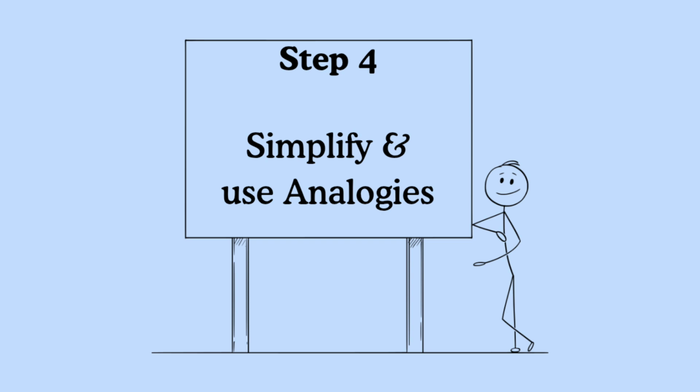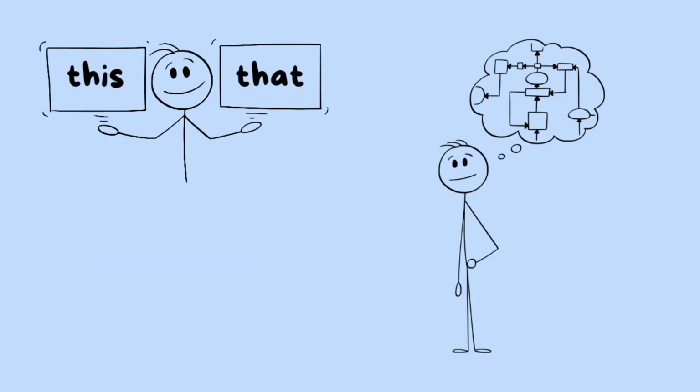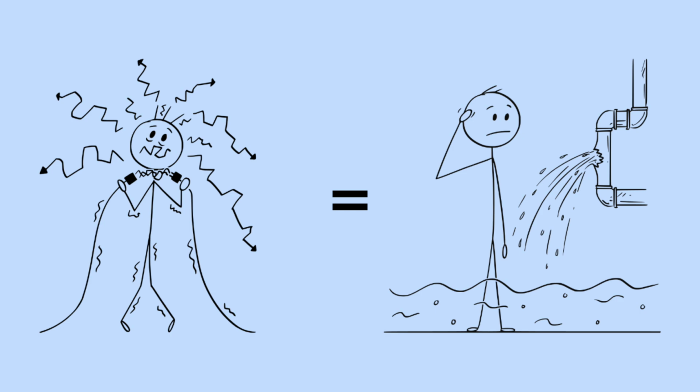Step 4. Simplify and use analogies. Finally, rewrite your explanation again, making it even clearer. Use analogies, stories, or everyday examples. If you can explain electricity by comparing it to water flowing through pipes, you've nailed it.